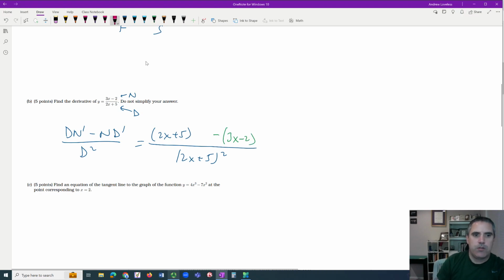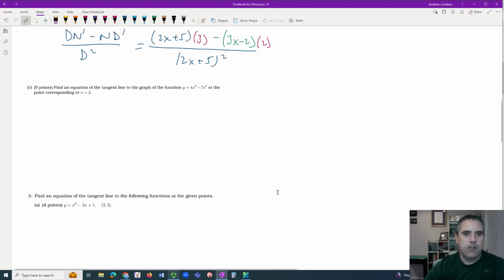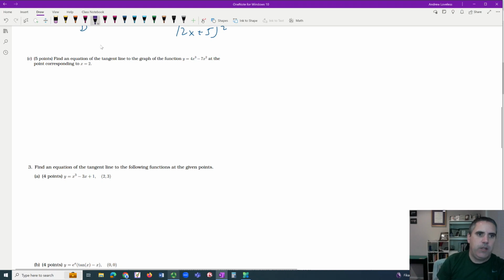And then you just have two smaller jobs to do. The derivative of the numerator is 3. And hopefully in the homework, you've been building this routine. Okay, now tangent lines. Tangent lines are quick.